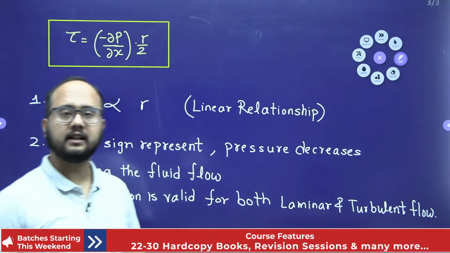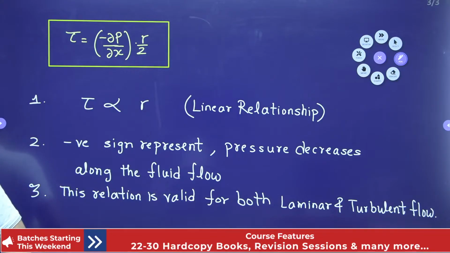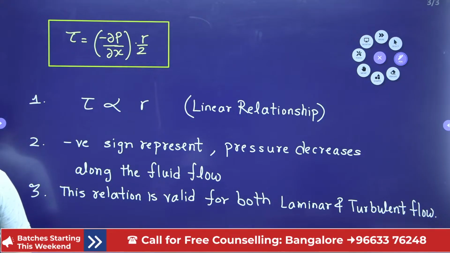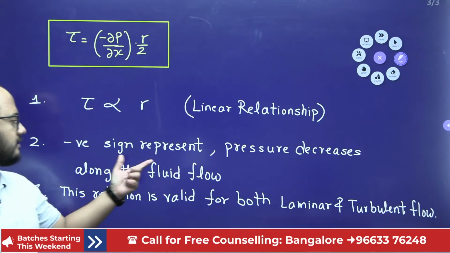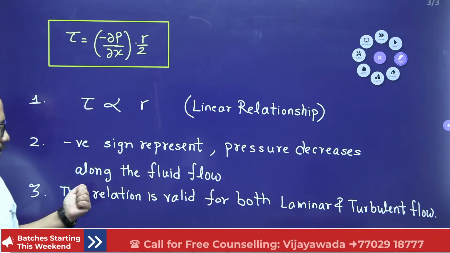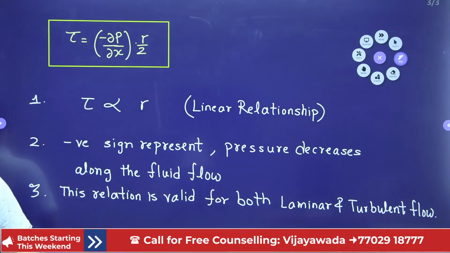I hope the points are clear. Yes or no, everyone? Please tell me first. So, linear relationship. First of all, the negative sign represents that pressure decreases along the fluid flow. Then, it is valid for both laminar and turbulent flow.